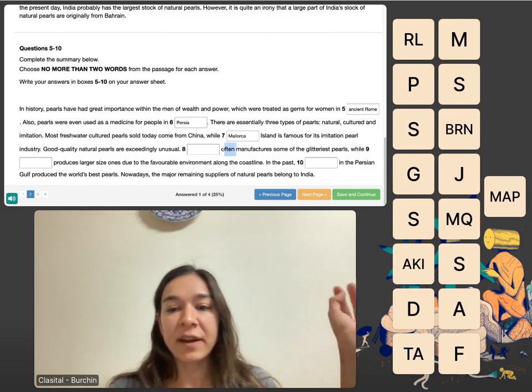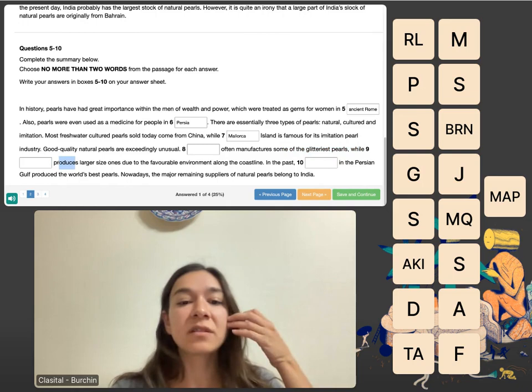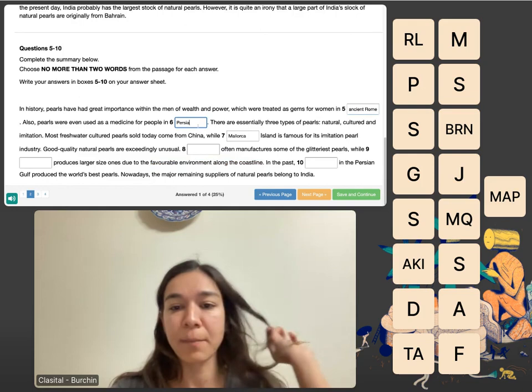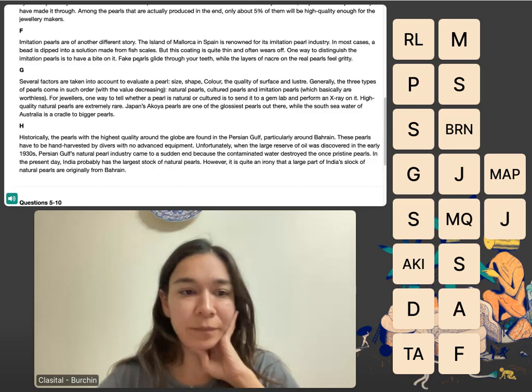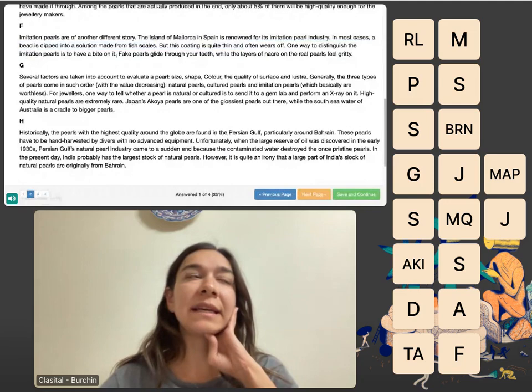Something often manufactures some of the glitteriest pearls, while something produces larger size ones due to the favorable environment along the coastline. Ancient Rome, Persia, Mallorca, and I get the sense that they will be place names. I was here, so I will continue from here because I don't remember seeing anything related to the good quality pearls.